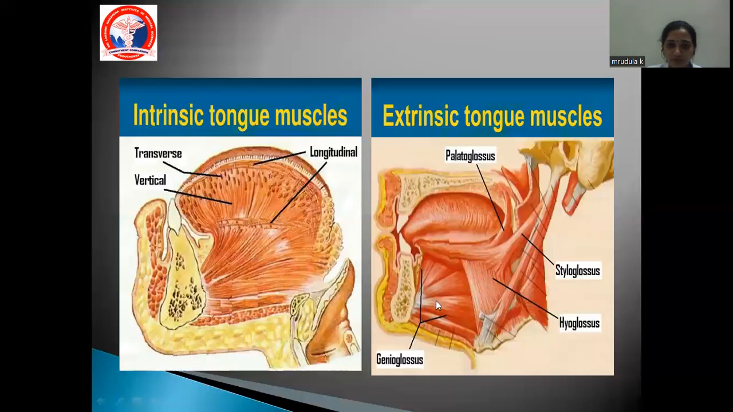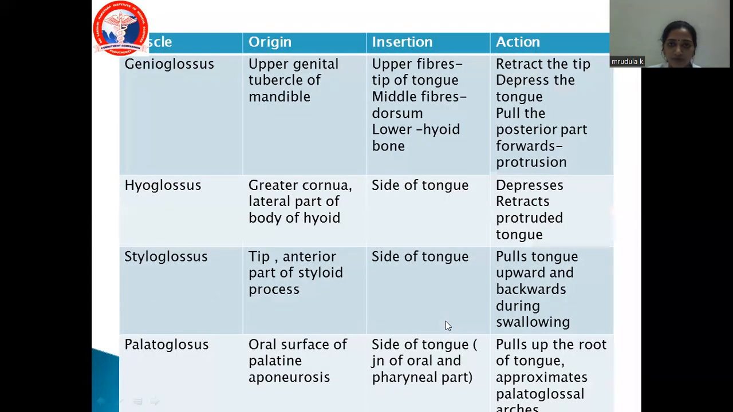So these are the genioglossus muscles. Some fibers go into the tip of the tongue, some into the middle part, some into the hyoid bone: upper, middle, and lower fibers.